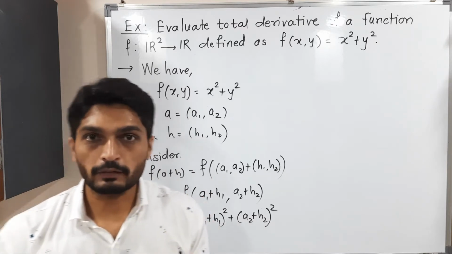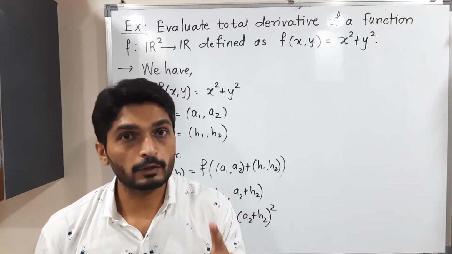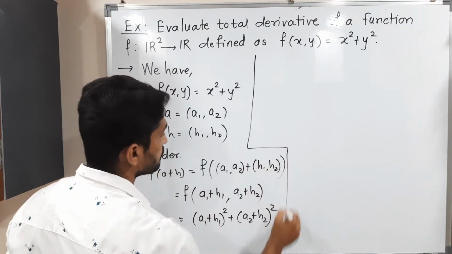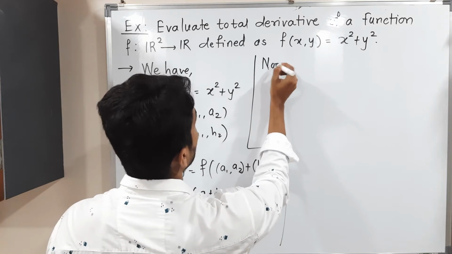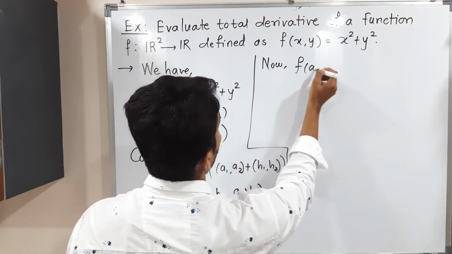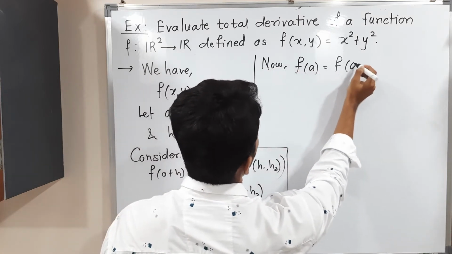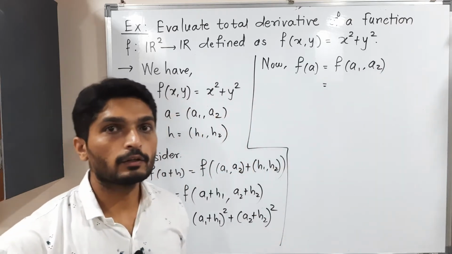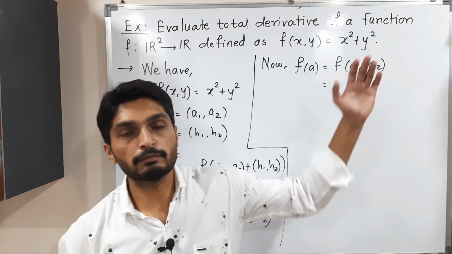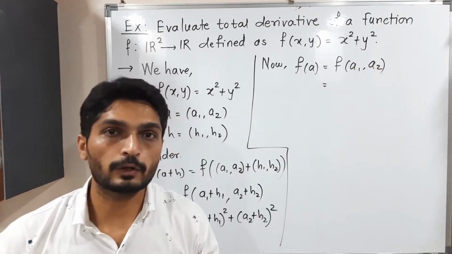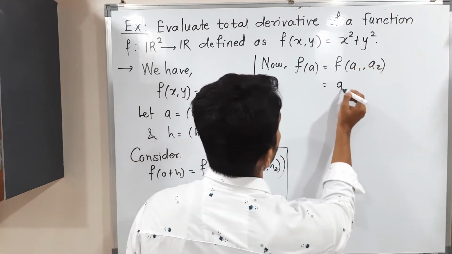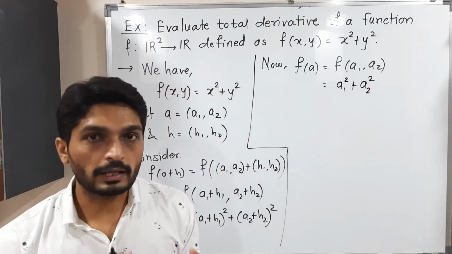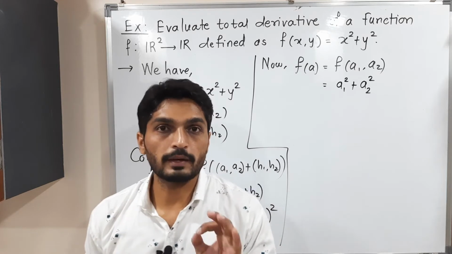First term, we have calculated f of a plus h. After that, we have to go for f of a. Let us find f of a now. f of a means f of a1 comma a2. Simply follow the definition: square of the first component, that means a1 square, plus square of the second component, a2 square. So f of a plus h and f of a, both terms we have calculated.